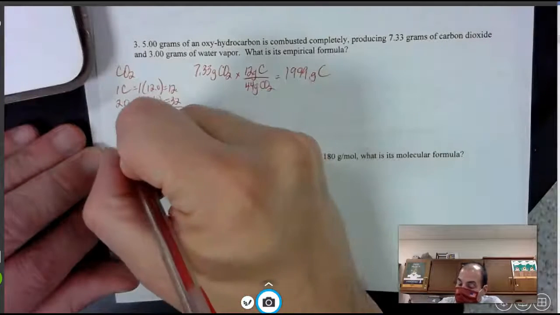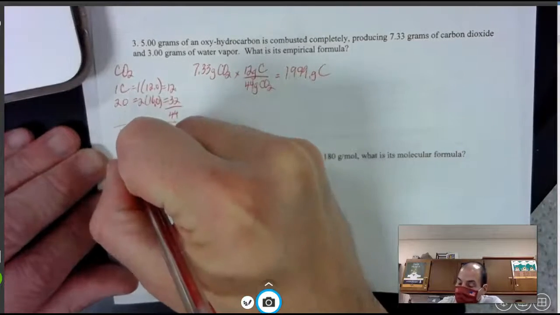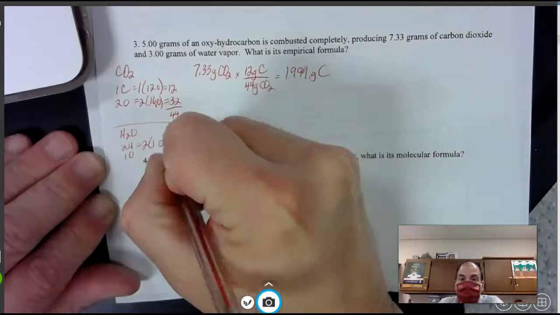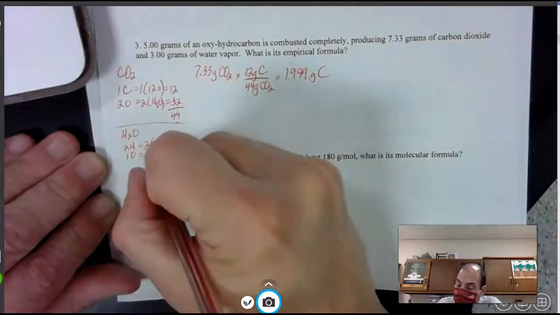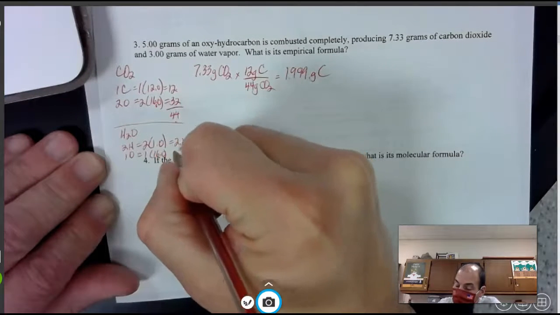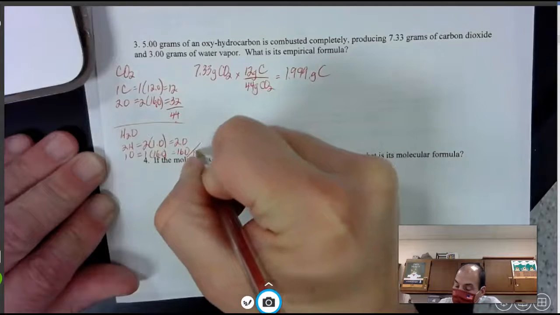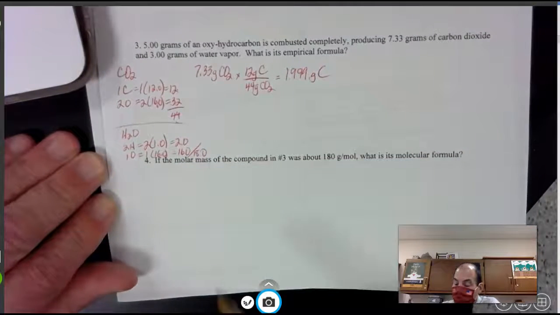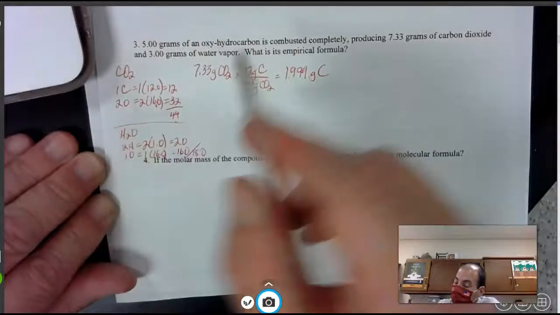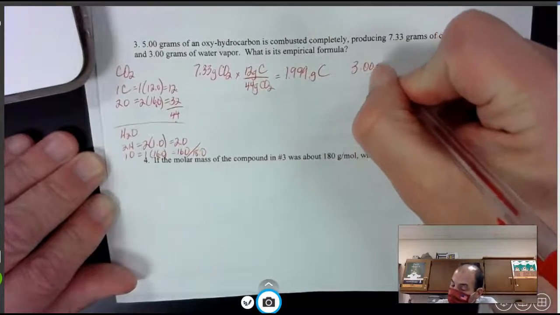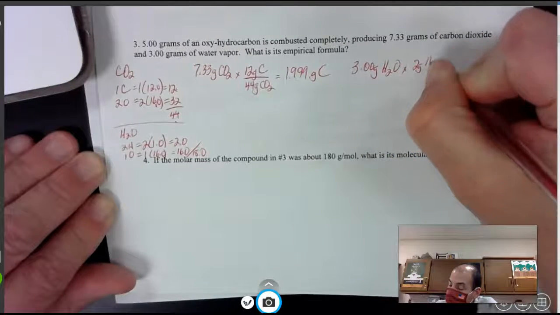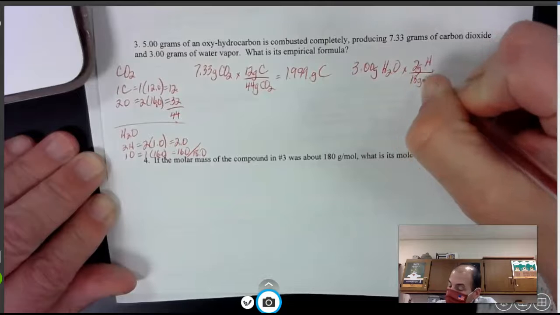All right, now we got to take care of water. So same analysis. Water is made of 2 hydrogens, 1 oxygen. Hydrogens are about 1.0. Oxygens are about 16. So that's 2 and 16 for a total of 18, right? So that means that hydrogen is 2 out of every 18. So when we talk about water, which we have 3 grams of water vapor, we know that there are 2 grams of hydrogen for every 18 grams of water.